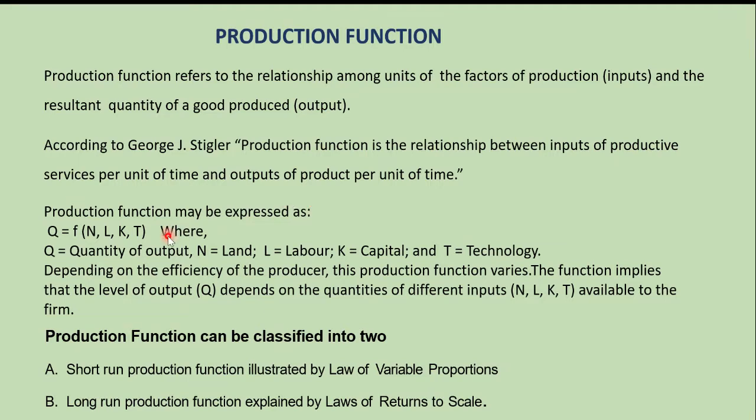So mathematically, production function can be expressed as quantity, or the output, is equal to function of N, L, K, T, where Q represents the quantity of output, N land, L labor, K capital, and T is the technology used. So quantity or the output depends on all these factors of production: land, labor, capital, and organization or technology. So depending on the efficiency of the producer, this production function varies. So all these depends on the producer or the organizer.